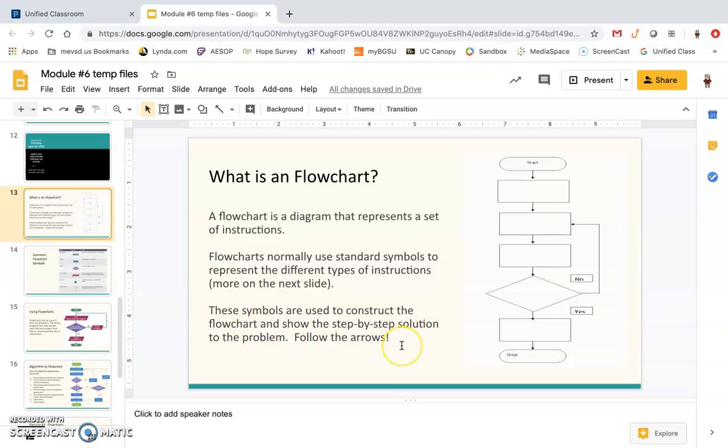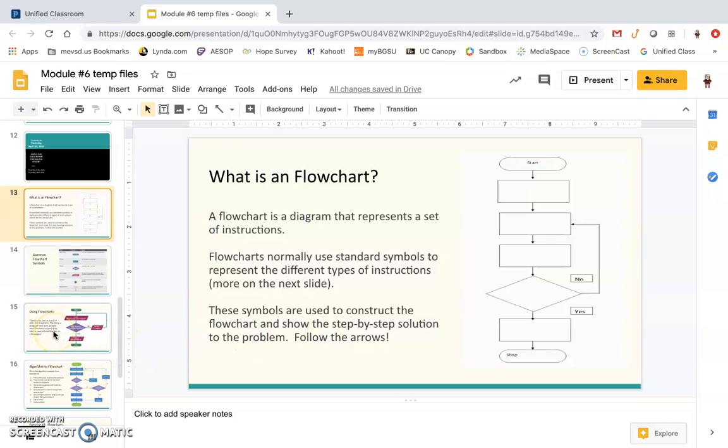The symbols are used to construct a flowchart and show a step-by-step solution to whatever the problem is or whatever the process is. And this is important, follow the arrows. So here we're going to start, we come down to here, do something here, do something here, do something here. Looks like this one, it's a different shape, and you'll see on the next slide that a diamond represents something different than a rectangle. This diamond looks like it requires a yes or no response. So if no, it sends you back over here. If yes, you can continue on until we get to the stop.